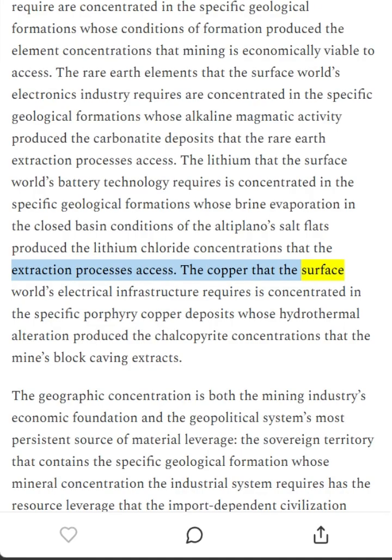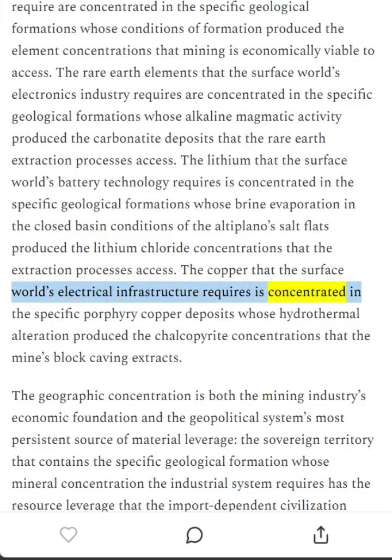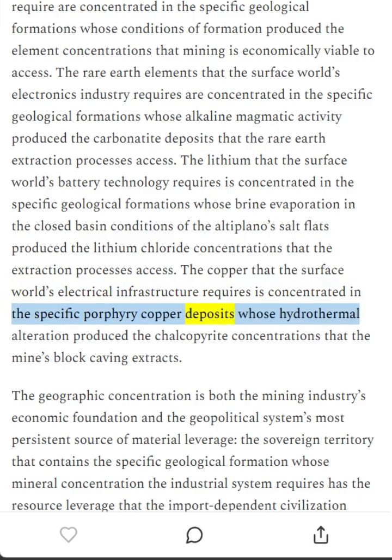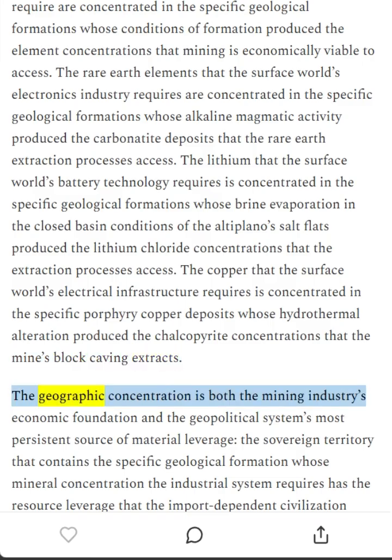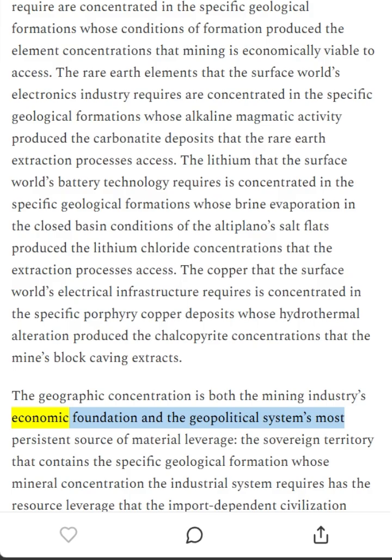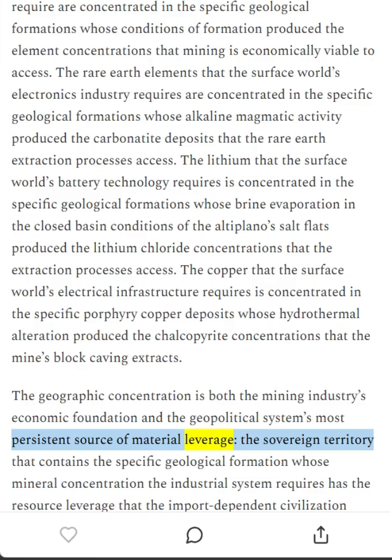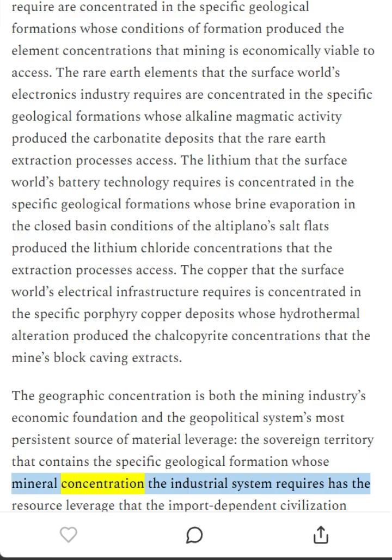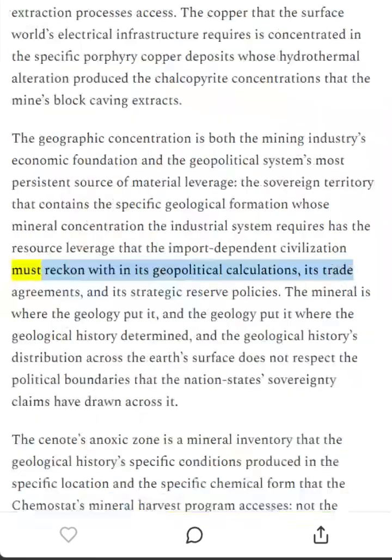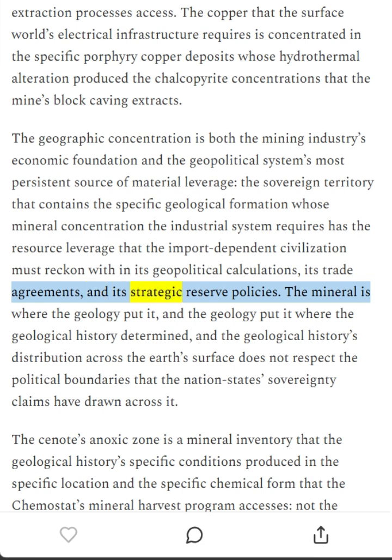The copper that the surface world's electrical infrastructure requires is concentrated in the specific porphyry copper deposits whose hydrothermal alteration produced the chalcopyrite concentrations that the mine's block caving extracts. The geographic concentration is both the mining industry's economic foundation and the geopolitical system's most persistent source of material leverage. The sovereign territory that contains the specific geological formation whose mineral concentration the industrial system requires has the resource leverage that the import-dependent civilization must reckon with in its geopolitical calculations, its trade agreements, and its strategic reserve policies.